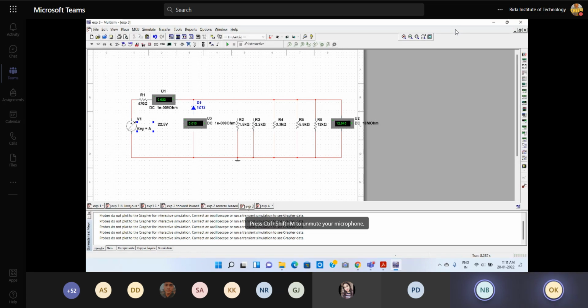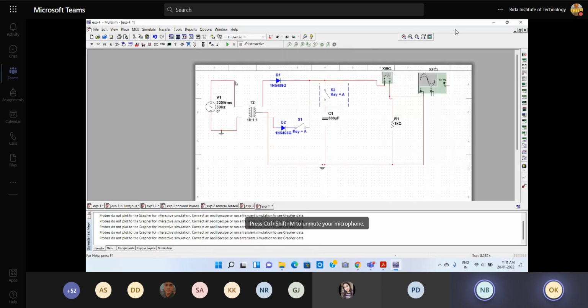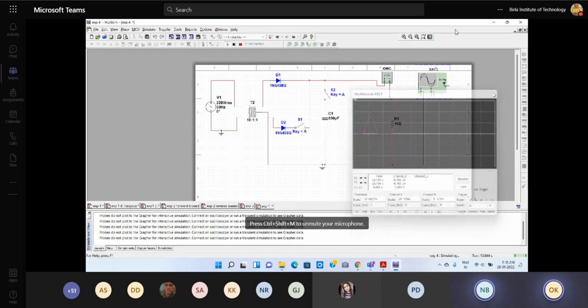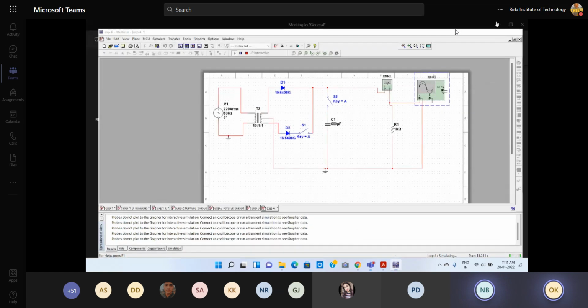And this is experiment 4. And when I close this one, it will be a full wave rectifier.